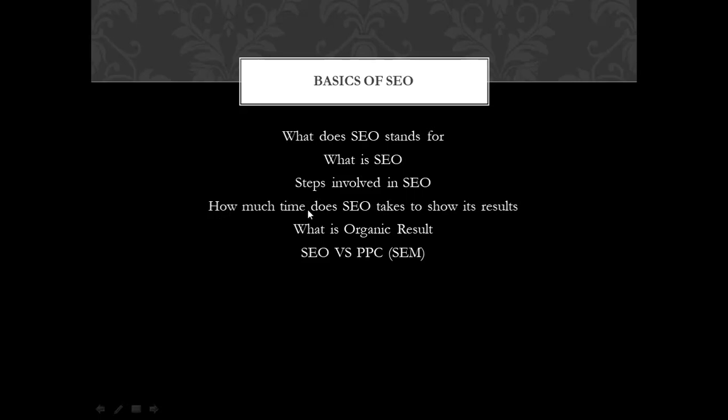Then, how much time does SEO take to show its results? It basically takes 3 to 4 months in order to show its results. Then we have what is an organic result. An organic result is something that SEO gives us.